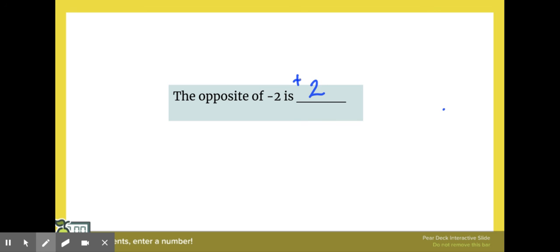We talked in class about how if there's just a number, we assume that it's positive. It has to have a negative in front of it if it's negative. And that's opposites.